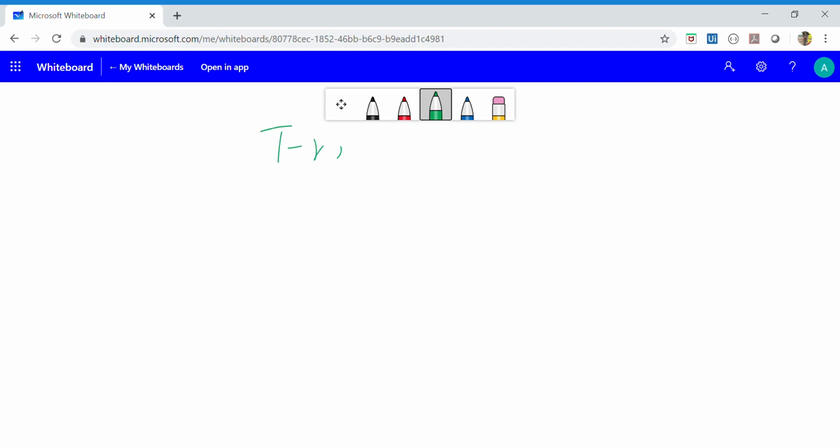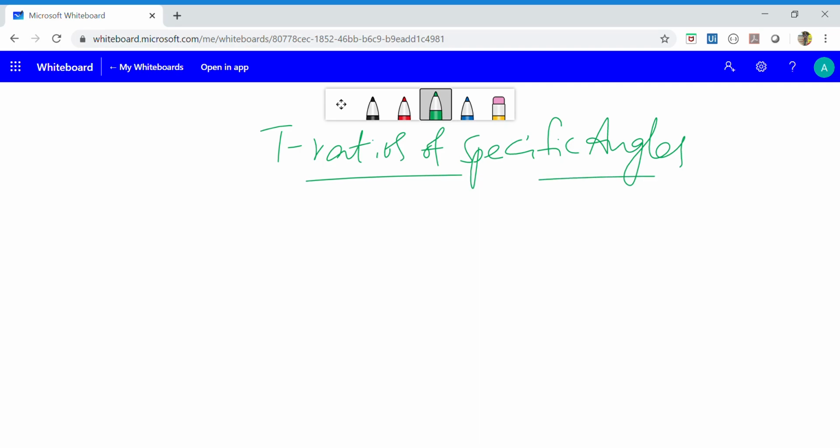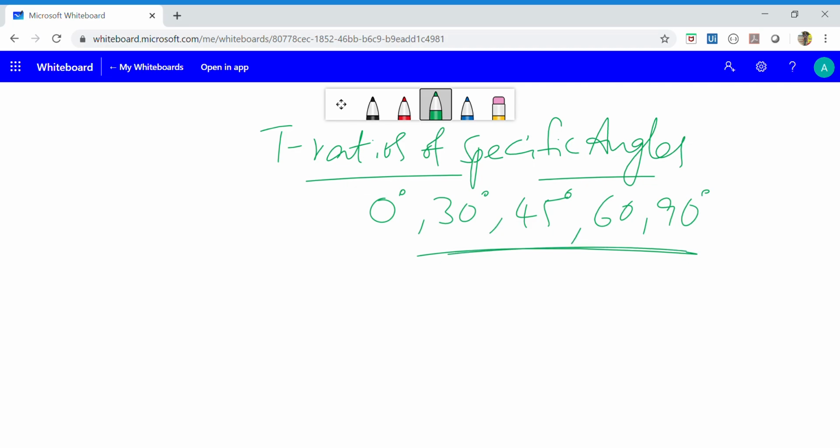T ratios of specific angles. Those are 0 degrees, 30 degrees, 45 degrees, 60 degrees and 90 degrees. These are the specific angles we will learn. We will find out the values of the T ratios, the trigonometric ratios, for these angles.